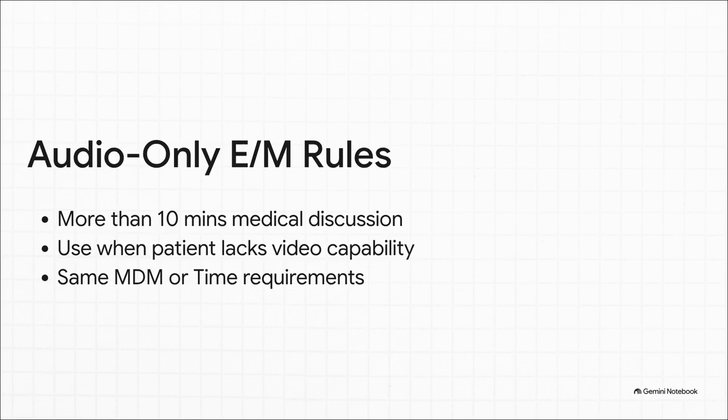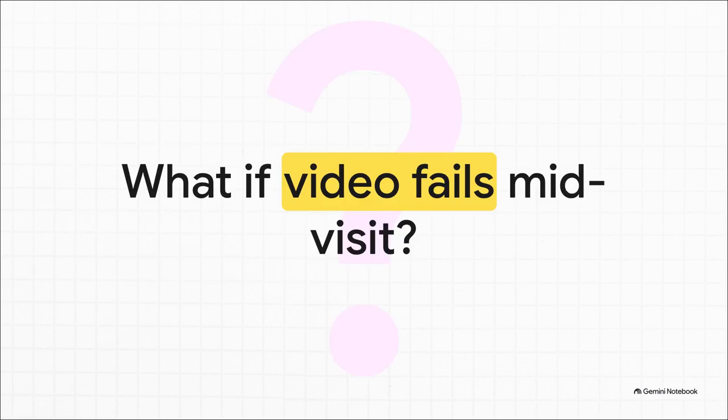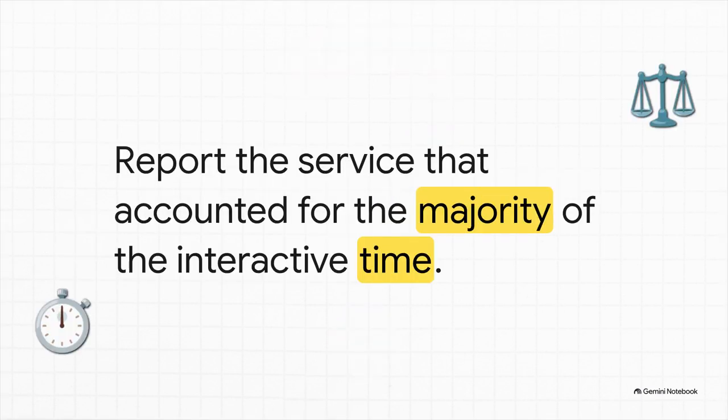Now, what if the video connection just completely fails mid-visit? Providers ask me this literally all the time. You start a video call, the Wi-Fi crashes, and you end up finishing the whole visit over a regular phone call. How on earth do you code that hybrid mess?